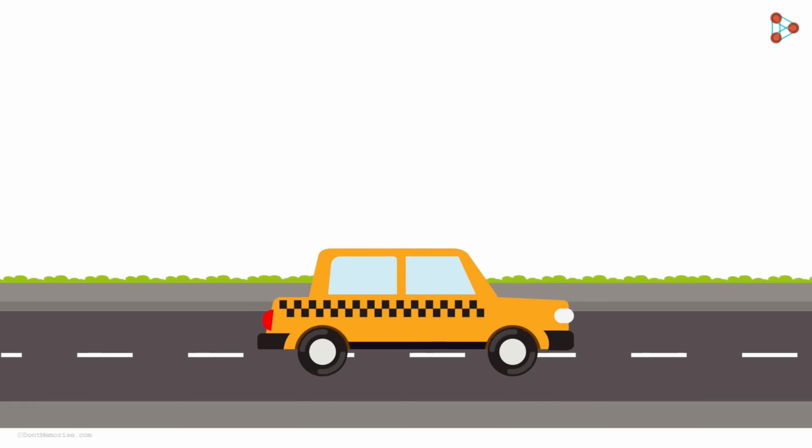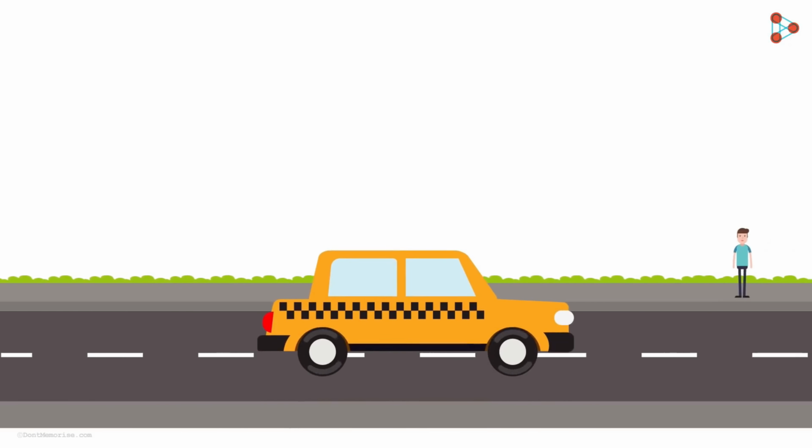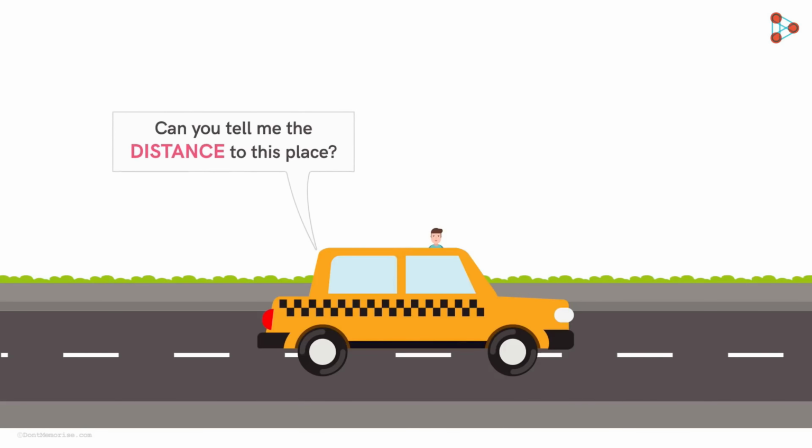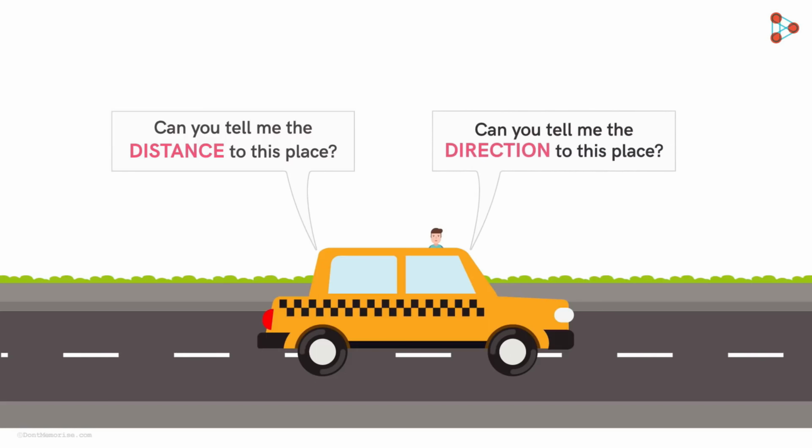Let's say you lost midway through your journey while trying to find your friend's place. You show the address of your friend's house to someone passing by. What will you ask the person? Will you ask, "Can you tell me the distance to this place?" Or will you ask, "Can you let me know the direction to this place?" Obviously, the latter one, right?